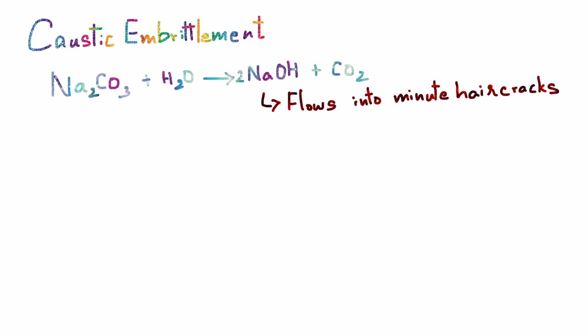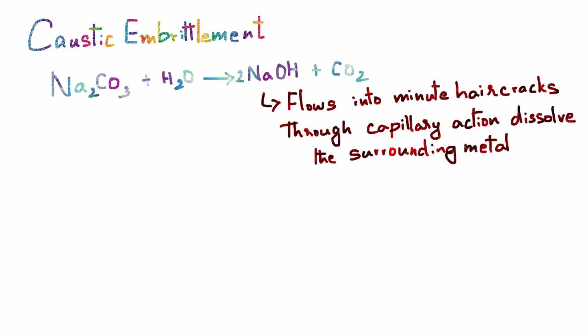Caustic embrittlement. In high pressure boilers, in order to remove the scales, we make use of the chemical sodium carbonate. Sodium carbonate reacts with water and forms sodium hydroxide. This sodium hydroxide flows into the minute hair cracks, and through capillary action they dissolve the surrounding metal. Iron with sodium hydroxide forms sodium ferroate and hydrogen.